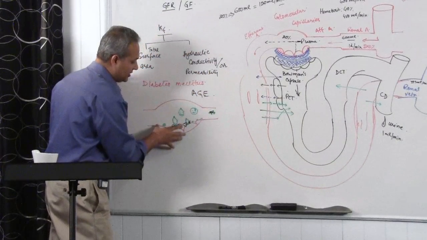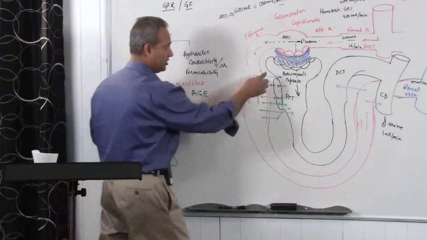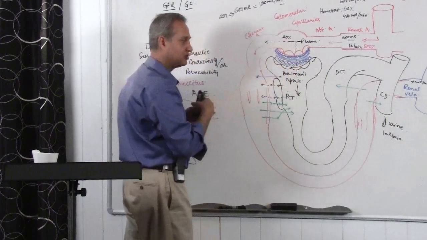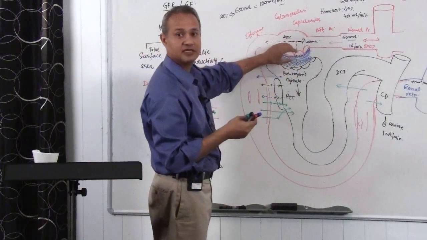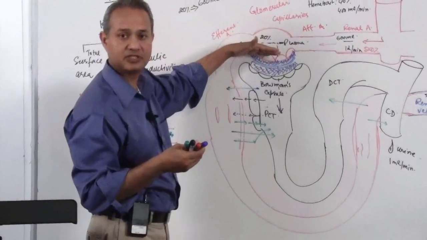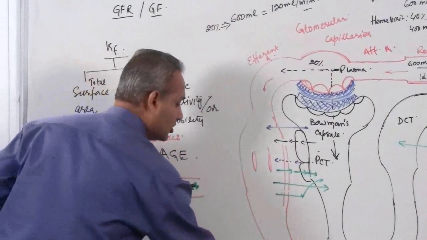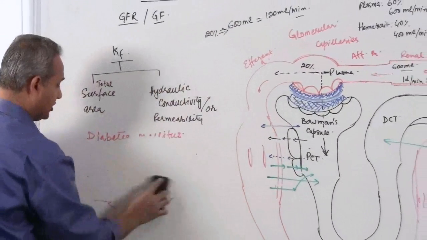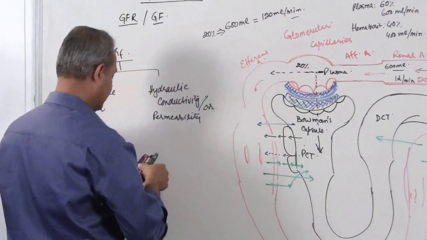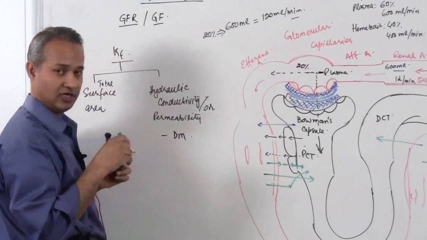So back here, glycosylation in diabetes mellitus would cause the glomerular membrane, so if I show you here, this membrane will become damaged. What kind of damage are we talking about? Thickness increases, scarring would occur, debris would become stuck there, and the permeability would reduce. So diabetic patients over years will have an effect on the hydraulic conductivity.